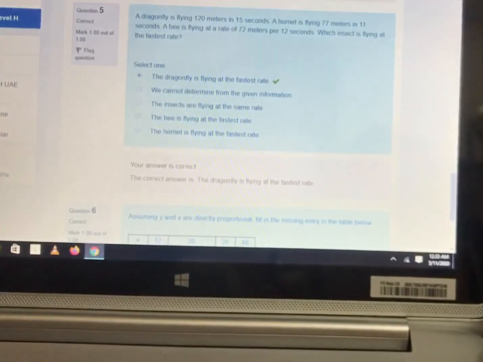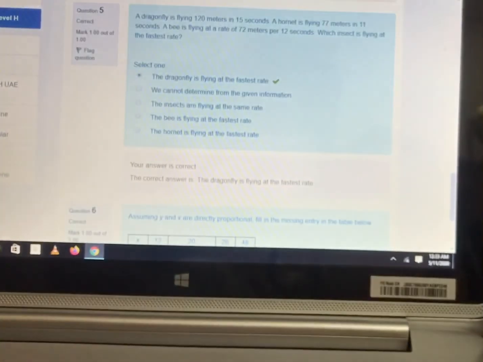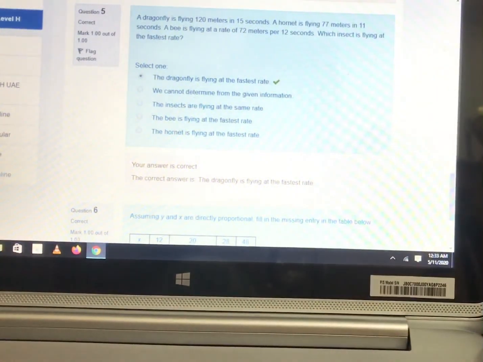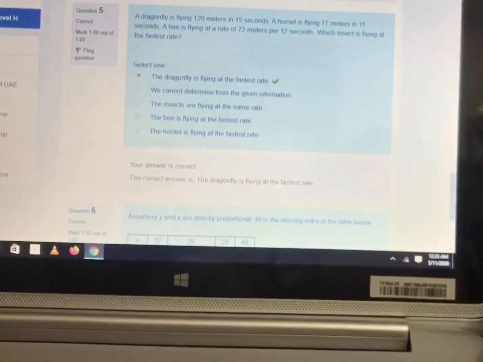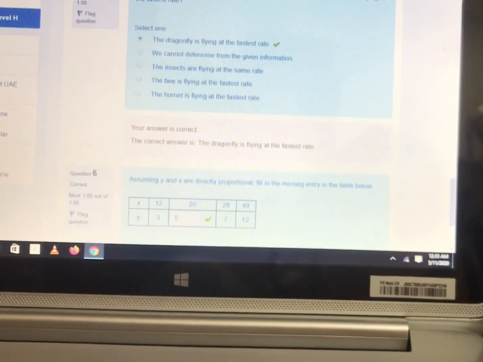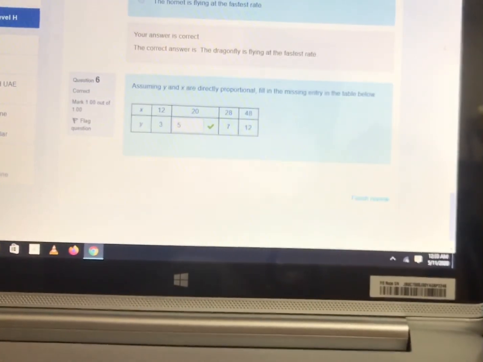Here is our fifth question: a dragonfly is flying 120 meters in 15 seconds, a hornet is flying 77 meters in 11 seconds, and a bee is flying at a rate of 72 meters per 12 seconds. Which insect is flying at the fastest rate? So we have to find which one is fastest. Here is the answer: the first one, the dragonfly.